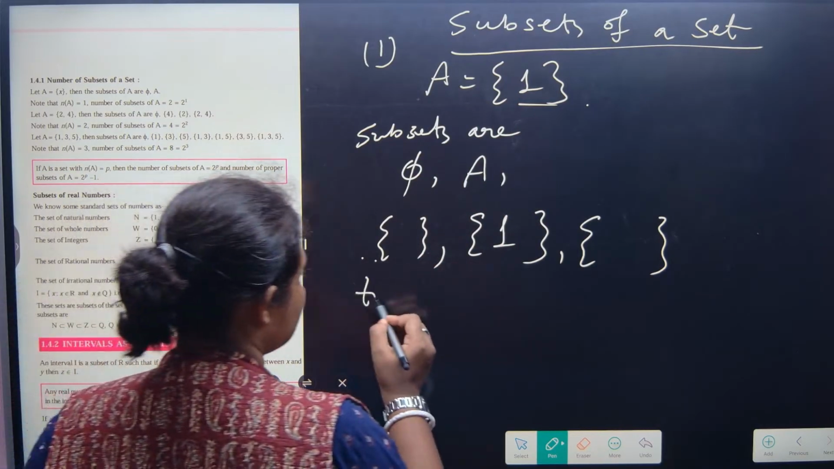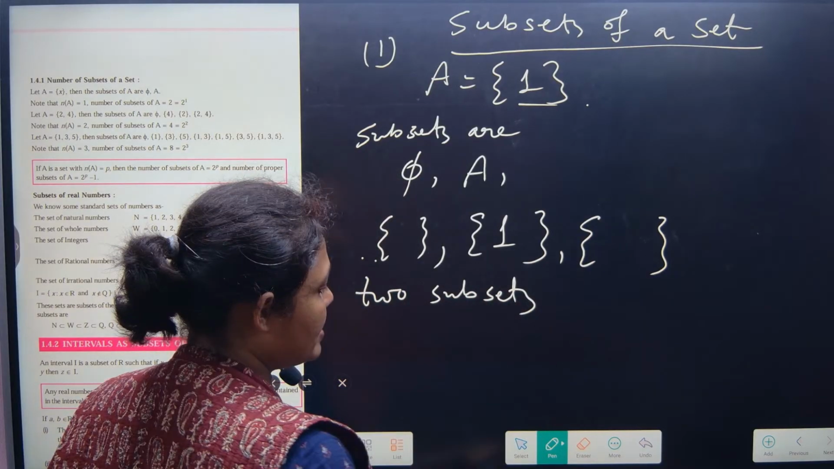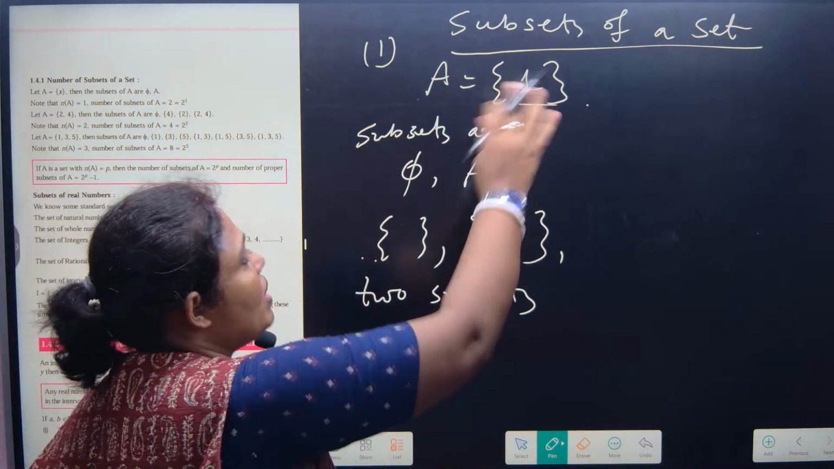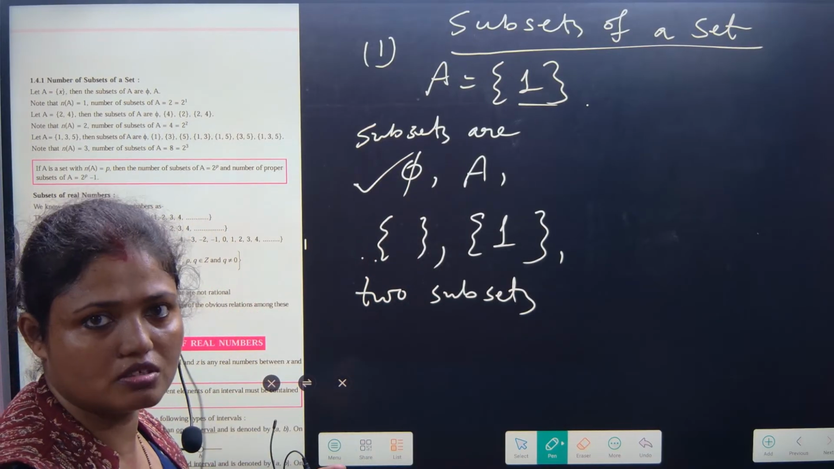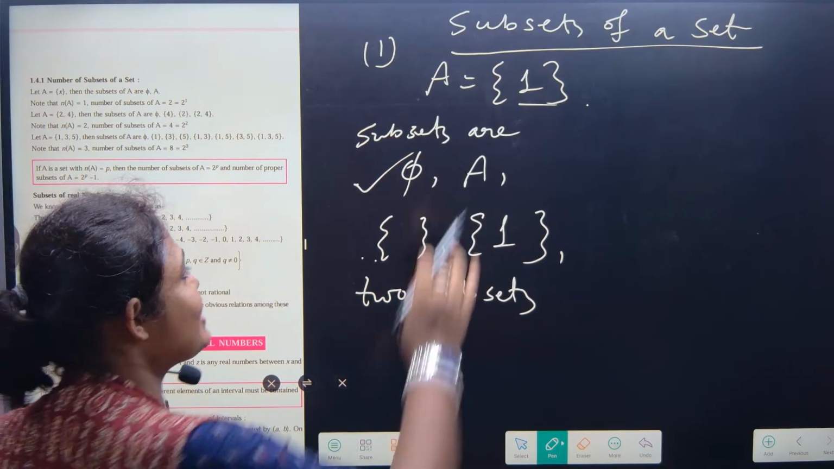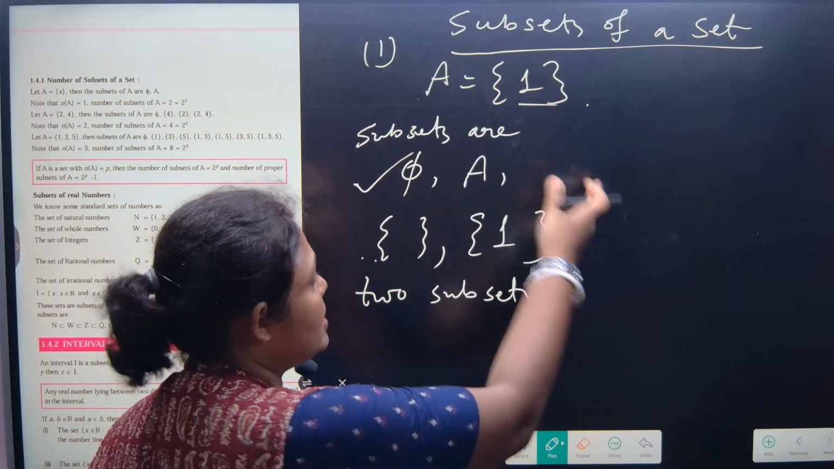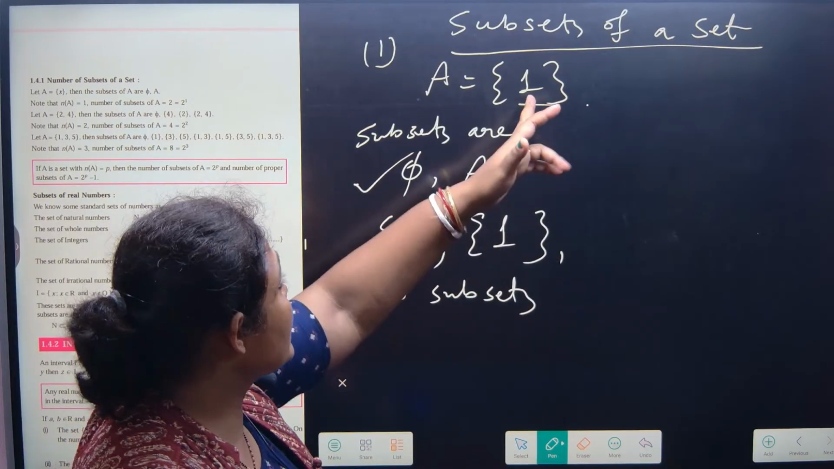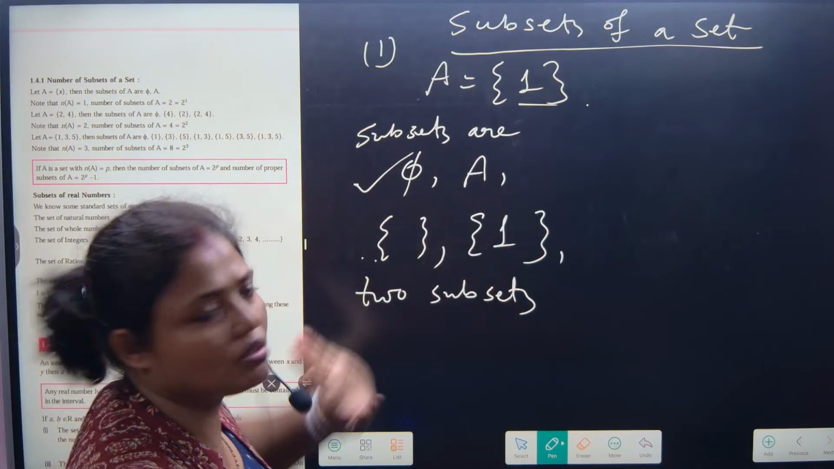How many subsets? 2 subsets, right? Okay, done. So if we have only one element, we have only 2 subsets. Always the first subset is phi, because phi is a subset of all sets, and the set itself. Since we have only one element, we don't have any other subset. We don't have any other subset here since there is only one element, so this is all we will have, right?